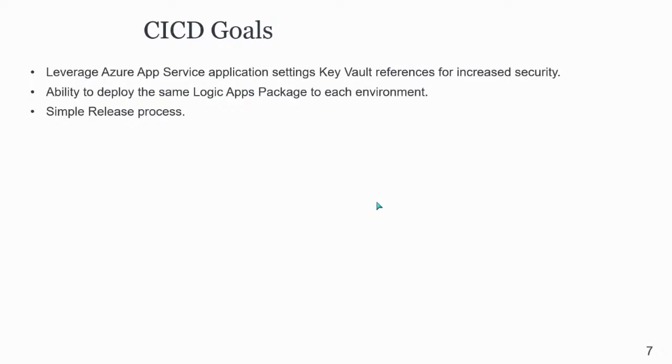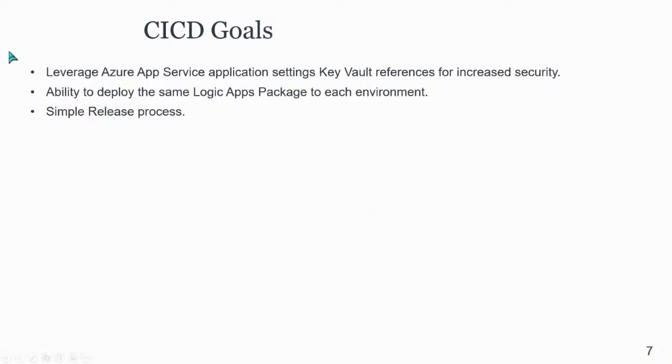And I want the ability to package my Logic App once in the build and then deploy that package to each environment: dev, test, prod. And I want a very simple release process so that if later on I add more workflows, or if later on I want to add, let's say, a function app, I don't need to change my CI/CD pipeline. I should be able to use the same CI/CD pipeline with very minimal changes. Of course, if you're adding a function app, you have to add some step to build it, right? But I don't want to make wholesale changes to my release pipeline. So those are my three targets.